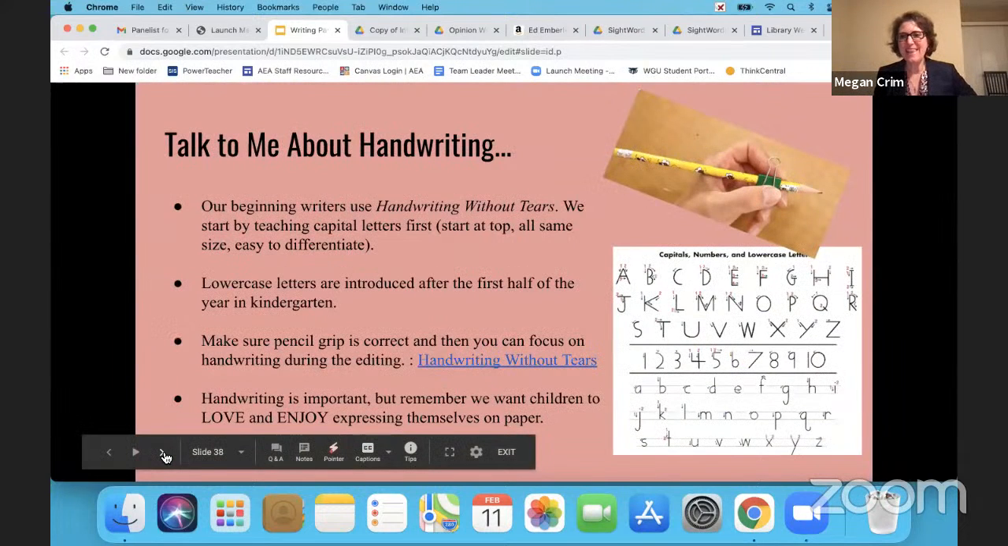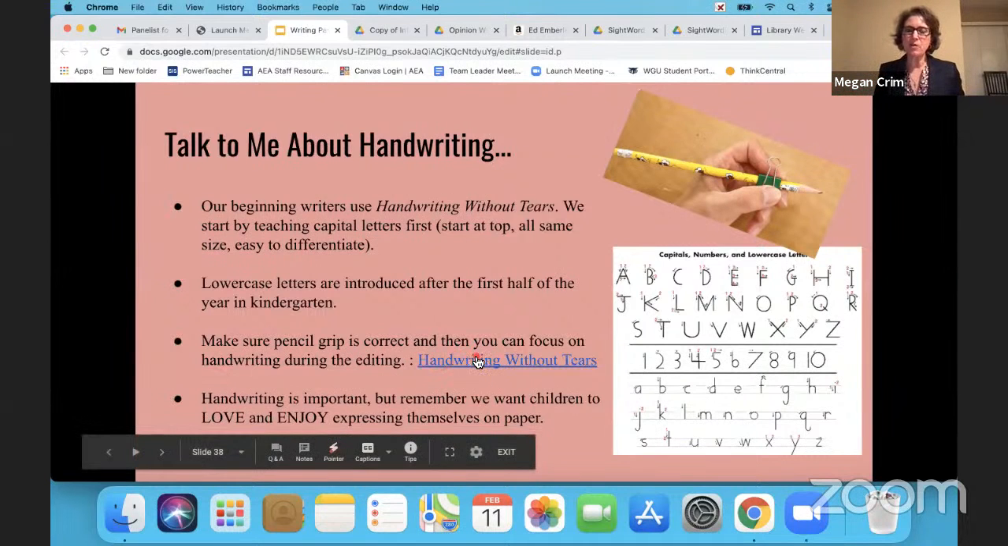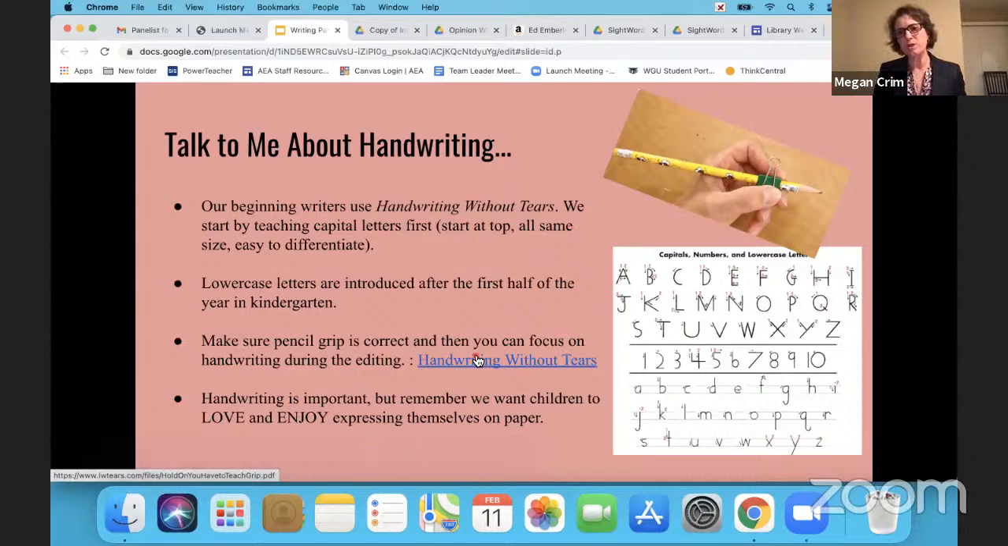Okay. And then handwriting. Here we are on computers all the time. But handwriting is important. And I encourage you to, I try to do it in my Zooms, holding the pencil correctly. In this resource, Handwriting Without Tears, gives you ways to teach how to hold the pencil correctly. Our kindergarten does a phenomenal job of teaching that.